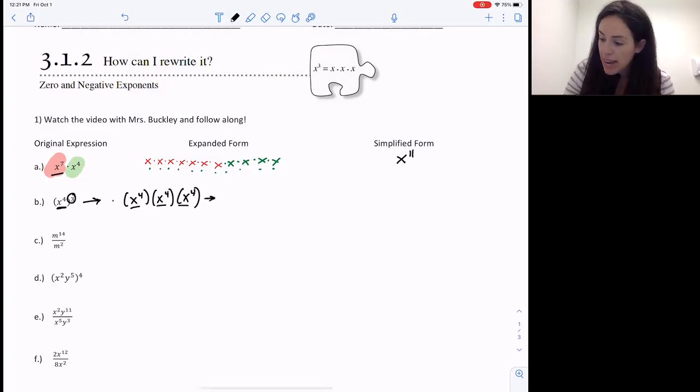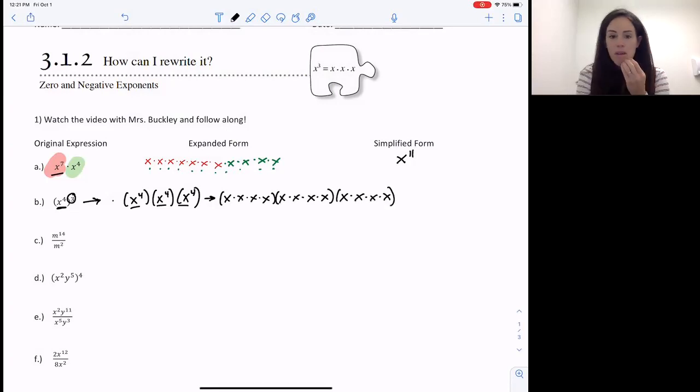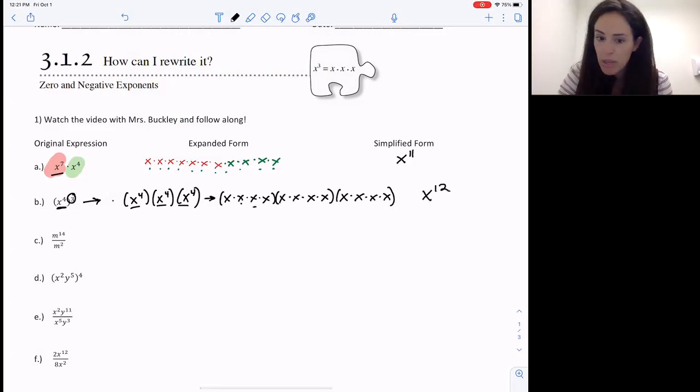So I can write it as x times x times x times x, x times x times x times x, x times x times x times x. Well, how many x's am I multiplying together here? 1, 2, 3, 4, 5, 6, 7, 8, 9, 10, 11, 12. So my final simplified form would be x to the 12th.